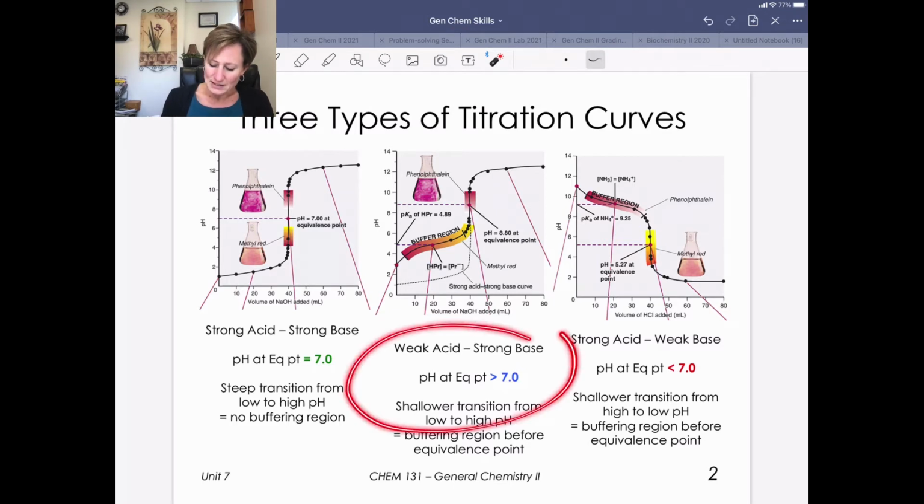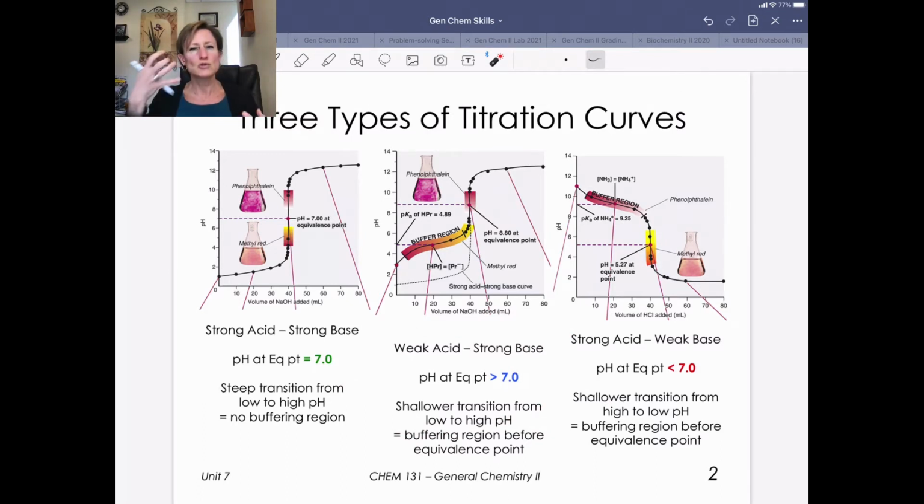Weak acid strong base titrations will have equivalence points that are greater than 7. The way to remember that is with a weak strong combination, the strong piece determines what the pH is going to be after the equivalence point. If the strong part is the base, you're going to be at a pH greater than 7. If the strong part is the acid, your pH at the equivalence point will be less than 7. So those are some qualitative questions that you might see. And then there's the quantitative piece of actually calculating what the pH is.